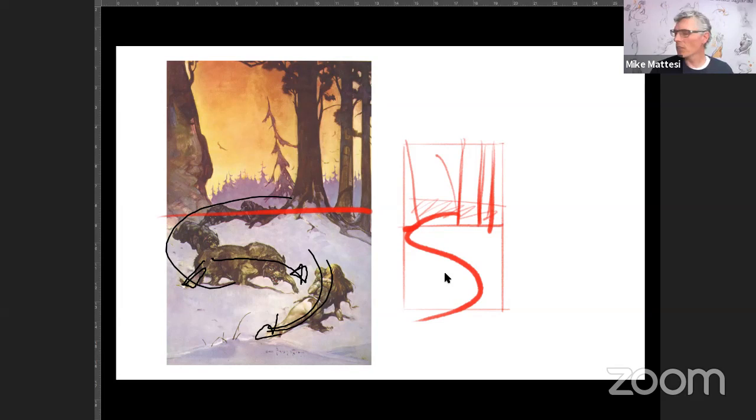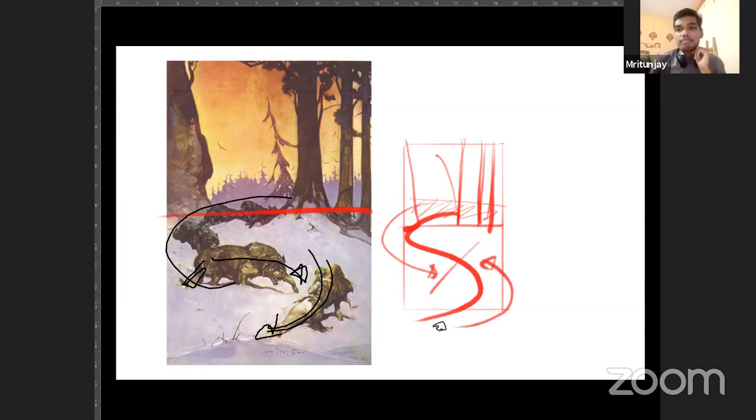Just to clarify, I think what you're saying is the bad guys are all part of the S going this way, and the good guys are going this way in this case. Yeah, there's that division right there. Okay, it's pretty cool, right?